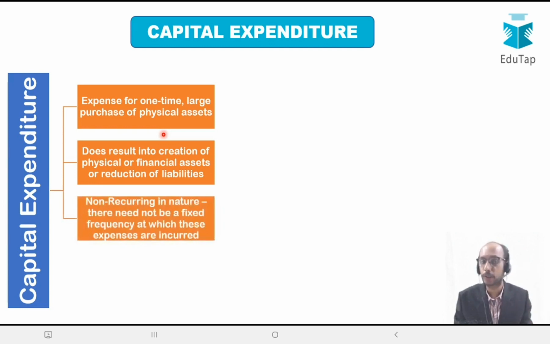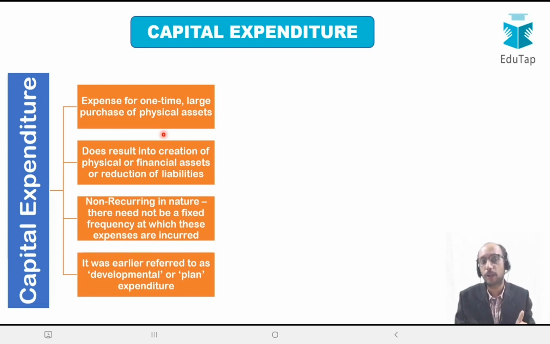There is no fixed frequency. It is not as if it is happening every month, every year. It is not like that. It may happen, it may not happen, right? You may purchase land this year, you may not purchase land for the next 5 years, right? So that is the idea you need to keep in mind. It is also referred to as developmental or plan expenditure.